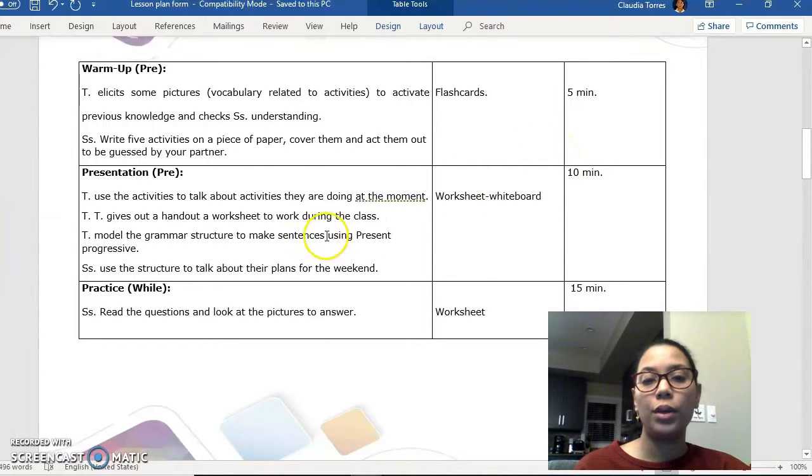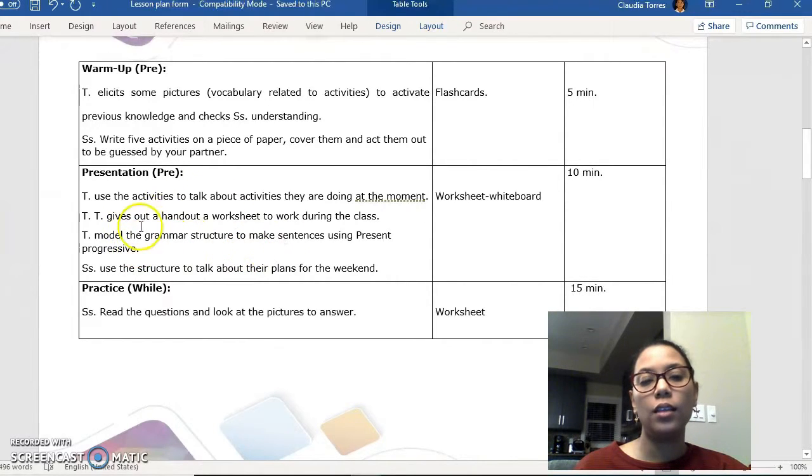But in the next step, the presentation is very important because as a teacher, it is the time where I try to teach the new grammar structure. So for the present progressive, we have the subject, we have the verb to be, and then we have the main verb plus ing at the end of that verb, right? And also some time markers like right now, at the moment, etc.